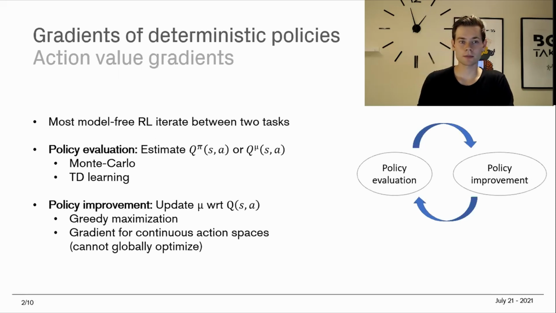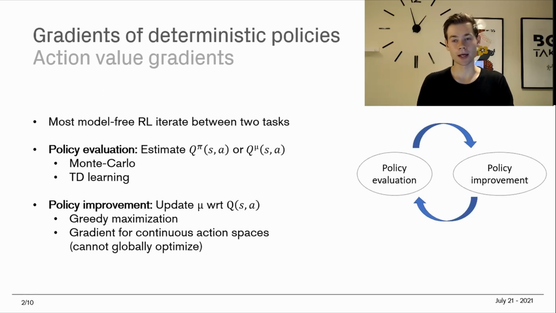So in most reinforcement learning settings, we iterate between two different tasks, namely policy evaluation, which is where we evaluate the policy that we then want to follow, and then policy improvement, where we improve upon that policy. In the policy evaluation stage, we estimate the Q value function, and this can be done through a number of different methods. One would be Monte Carlo, and the other would be temporal difference learning, for example.